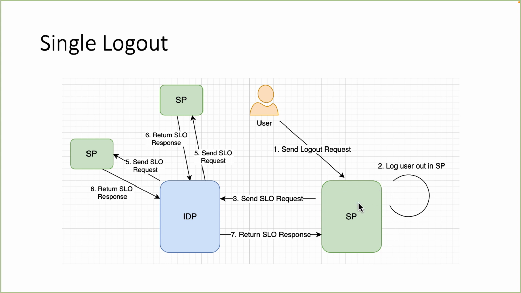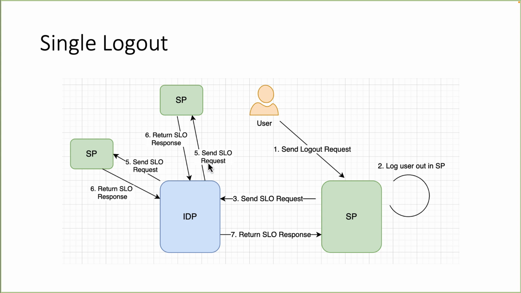Okay, so assuming here the SP will terminate the user session first, and then it will send a single logout request to the IDP, and after that the IDP will send out all the logout requests to SPs that have established sessions via the SAML SSO. I think I'm missing a number here. This is step 3 and step 4 is missing. But basically the idea here is the IDP will send out the SLO request after receiving the first SP's SLO request.